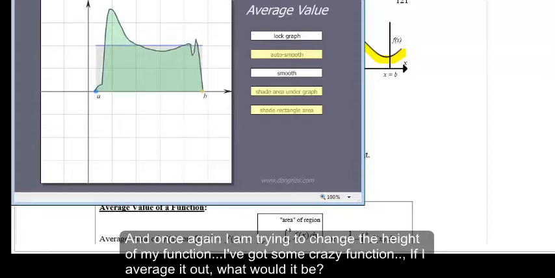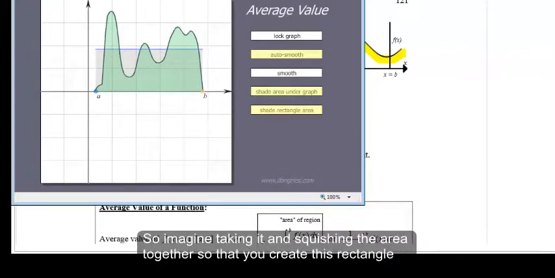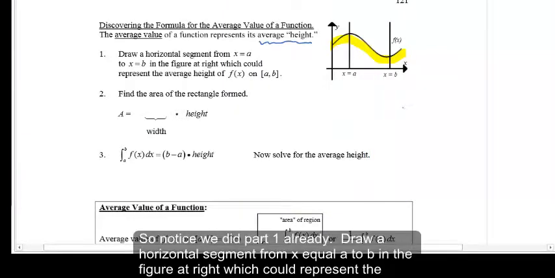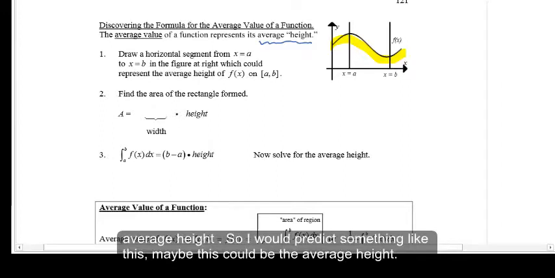Once again, I'm trying to change the height of my function. I've got some crazy function. If I average it out, what would it be? Imagine taking it and squishing the area together so that you create this rectangle. That's the idea. Notice we did part 1 already: draw a horizontal segment from A to B in the figure at the right, which could represent the average height. So I'm going to predict maybe something like this. Maybe this could be the average height.